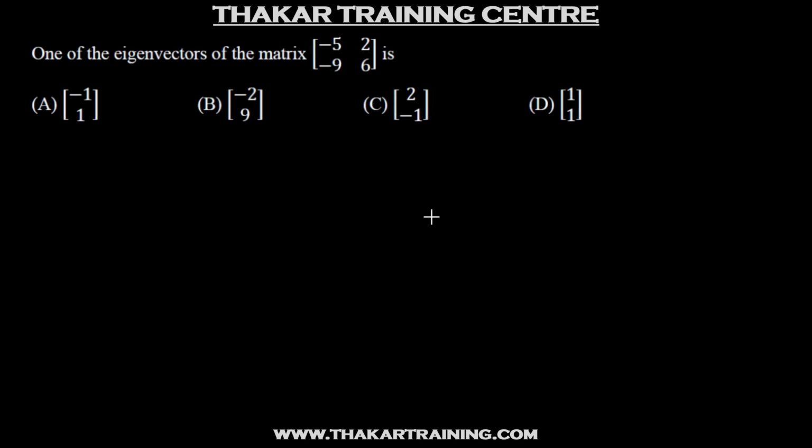Alright. One of the eigenvectors of this matrix. Okay, so it's a simple 2 by 2 matrix. We have to find out the eigenvector, right? So to find out the eigenvectors, first we have to find out the eigenvalues.